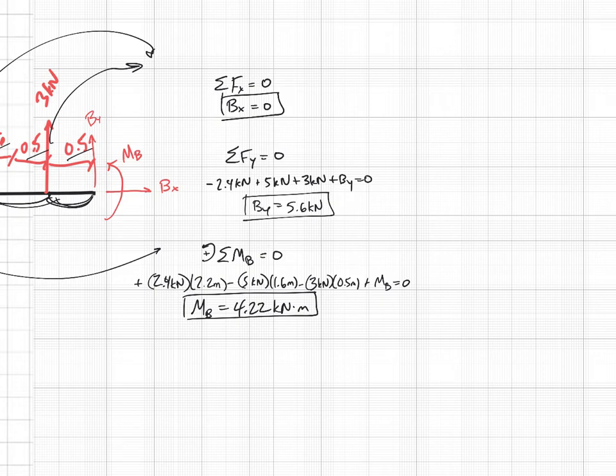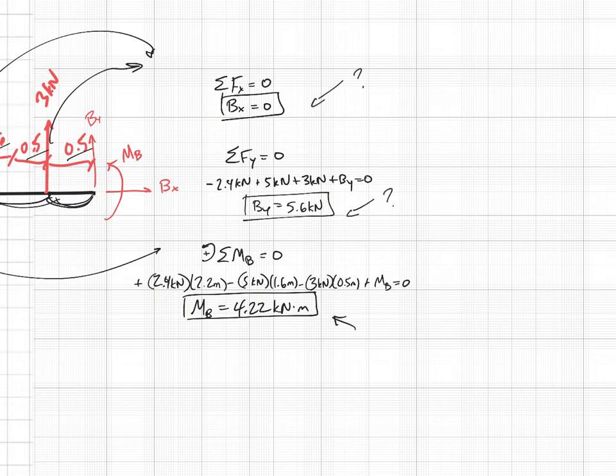If you get to the end, either end, in this case A or B, and you come back to the end and you don't have the moment coming back to 0 or the shear coming back to 0, then you made a mistake. And usually the mistake is right in here.